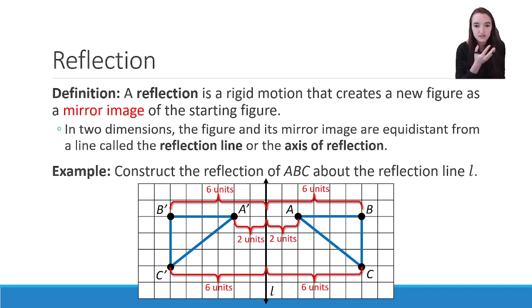C prime is 6 units away again, and they're all on the same horizontal grid line as they were. So they're lined up, and we could see if I had placed a mirror on that line of reflection, it would make sense that it would be the exact reflected picture, right? If I fold this grid in half along that line, they would line up perfectly. That's the idea of the reflection.